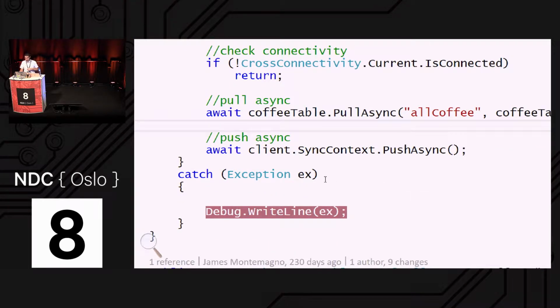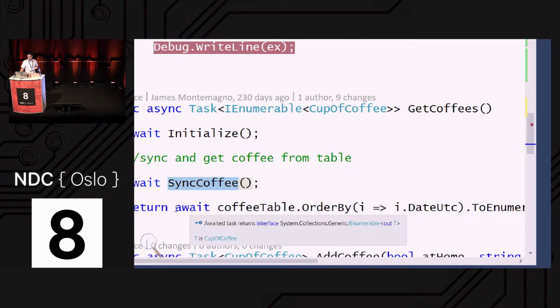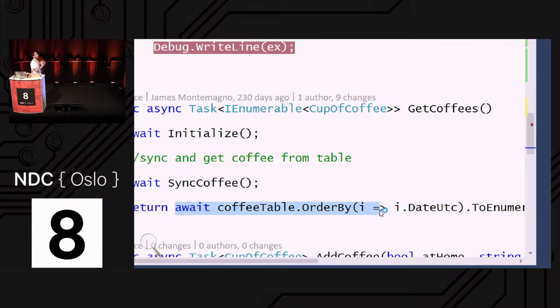So literally, just a few lines of code to check connectivity, pull down the data, push the data asynchronously. Now the other methods I've already filled in ahead of time. So here I have that GetCoffee, so whenever I pull it down, I initialize, I sync my coffees, and then what I do is I simply say, now, if I'm online or offline, it doesn't matter.